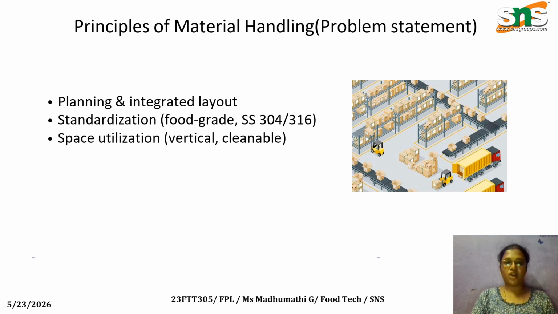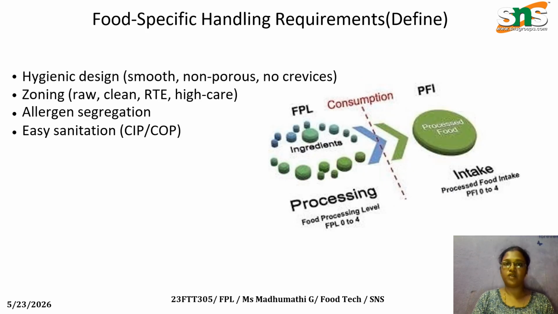The second point is standardization, and the third one is space utilization, how the particular space can be utilized without wasting energy as well as space. We have to utilize vertical conveying or a tunable conveying system, so that considering these three principles, the material can be properly handled in any type of food industry.